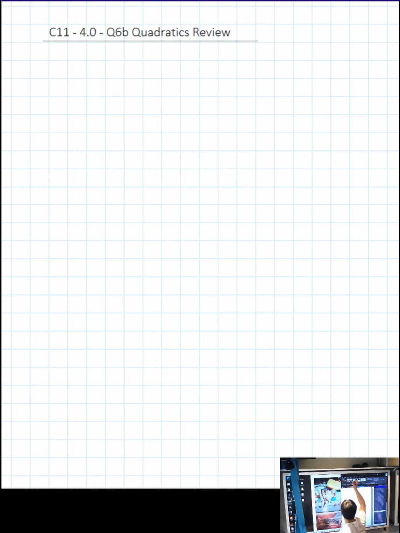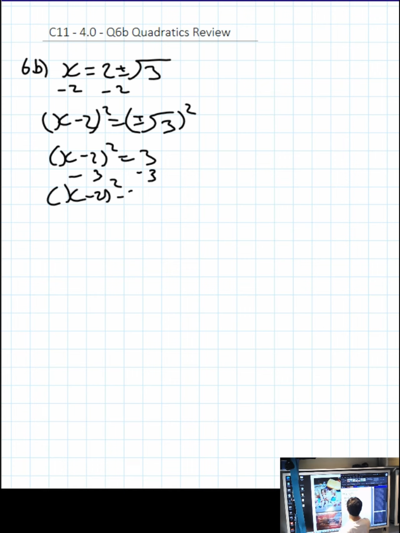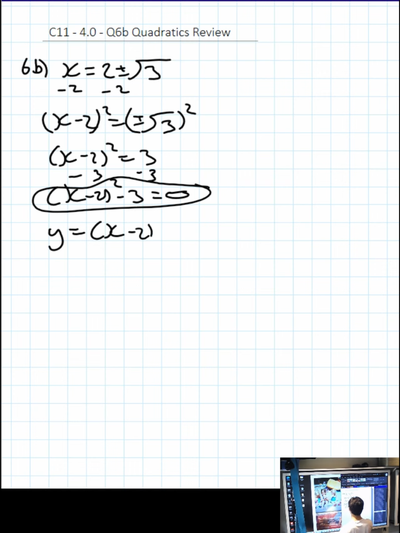Awesome. Okay, we have 6b. So we have x equals 2 plus minus square root 3. We'll start by minusing 2 from both sides, and x minus 2 equals plus minus root 3. Brackets around the left-hand side, squared. Brackets around the right-hand side, squared. We have x minus 2, brackets around it, squared, equals 3. And we'll minus 3 from both sides. X minus 2, brackets around it, squared, minus 3 equals 0. And we have our quadratic equation. Let's now circle that answer. And let's also say y equals x minus 2, brackets around it squared, minus 3.